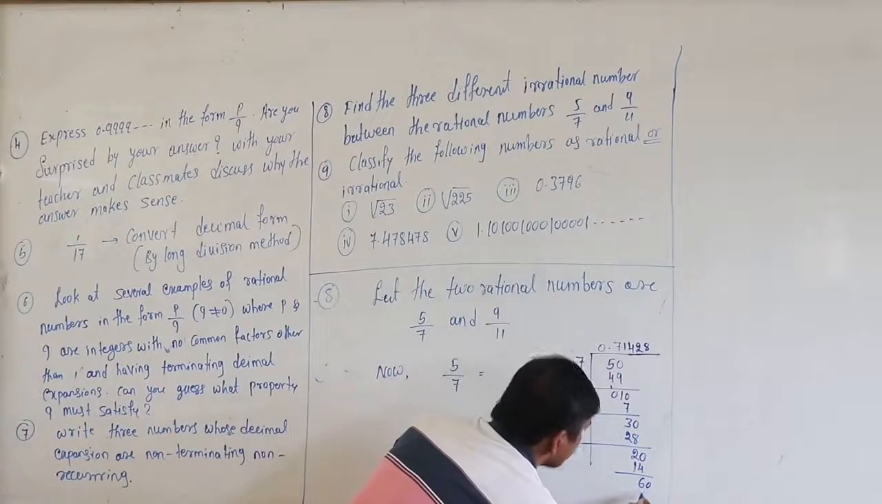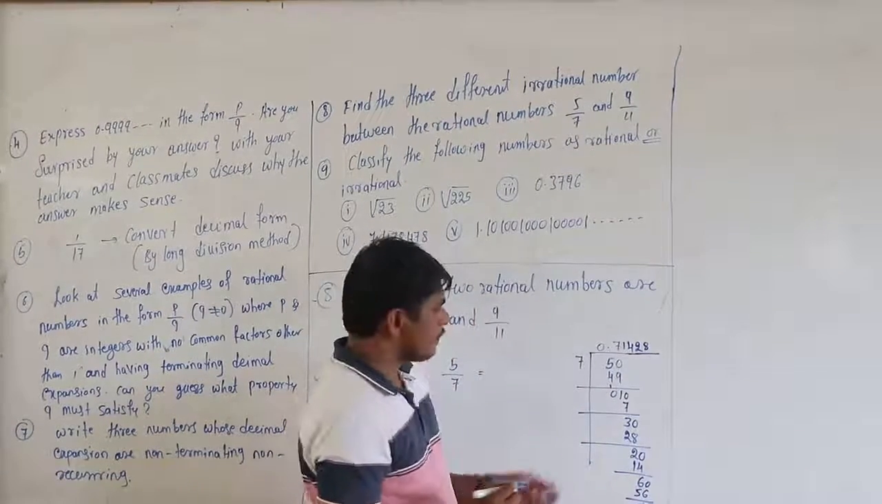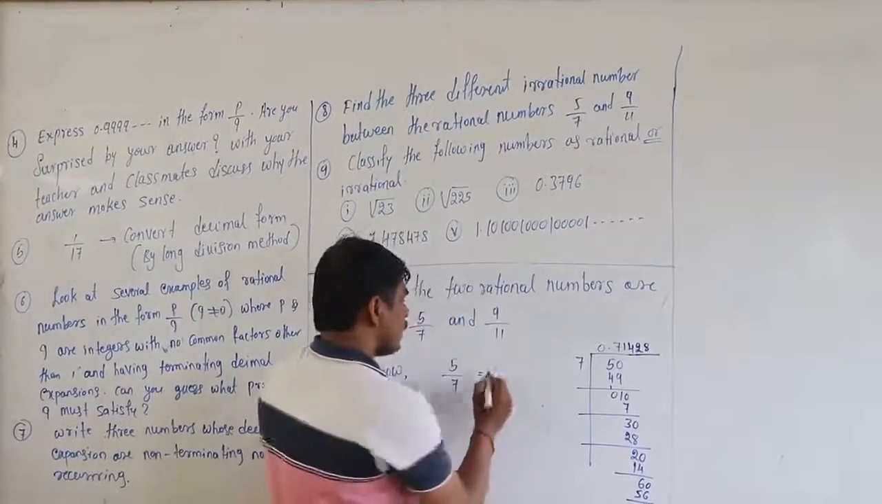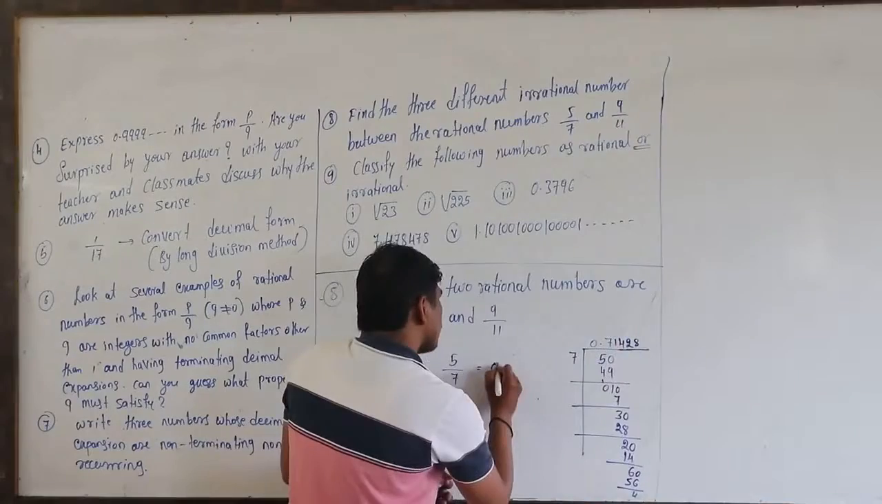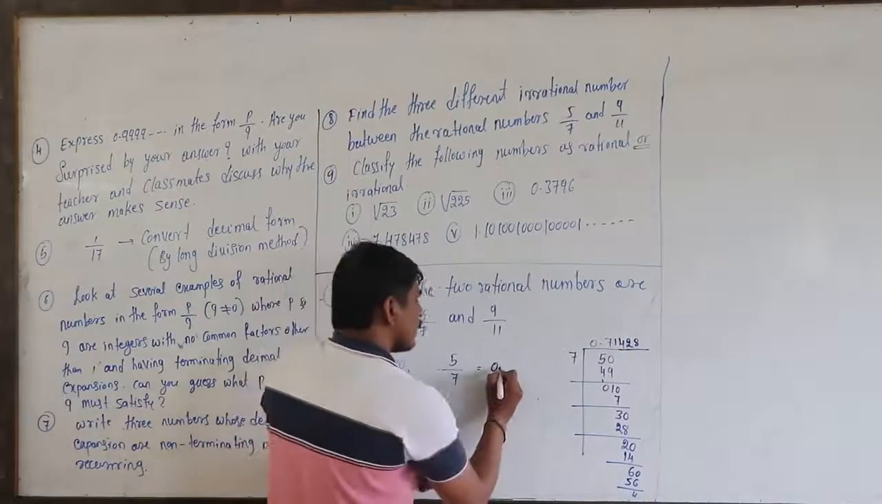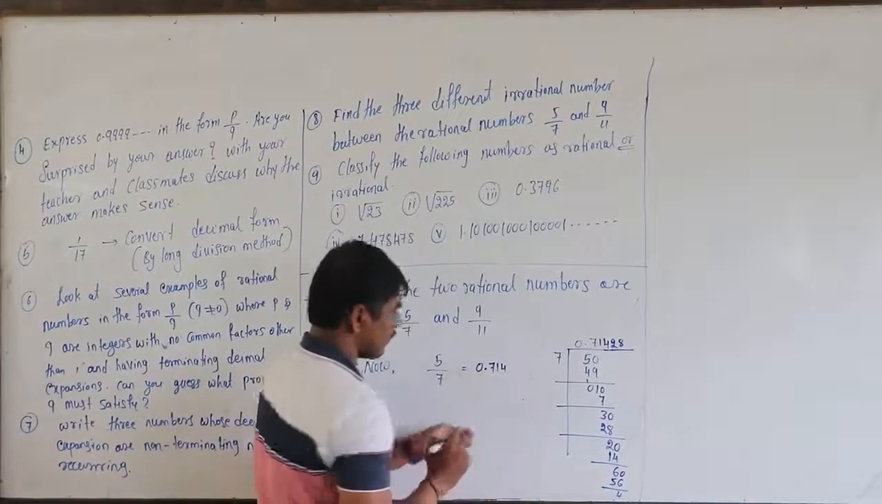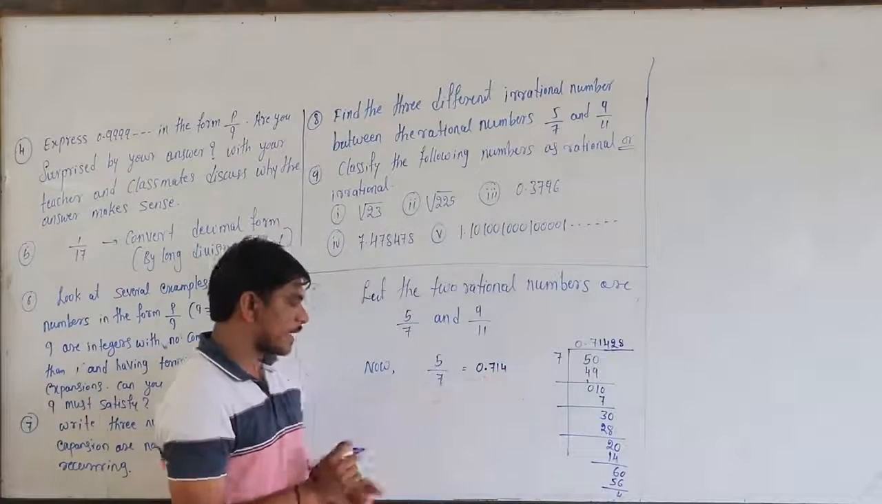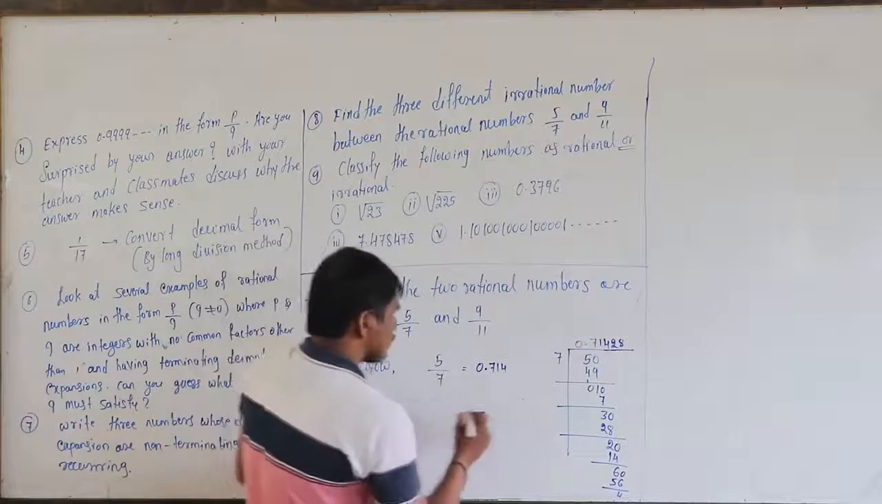7 8s are 56, then the remainder becomes 4. Then you have to simplify it. You take a minimum of 2 digits. 5 by 7, the value is 0.714. You take only 3 decimals. And similarly you have to calculate one more.